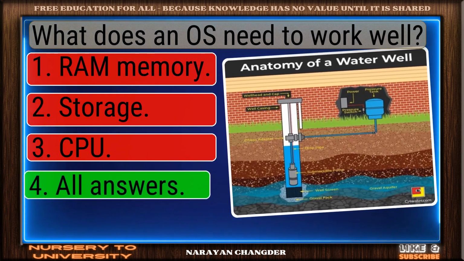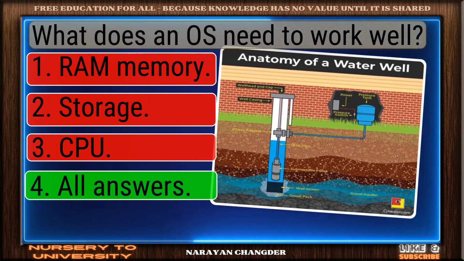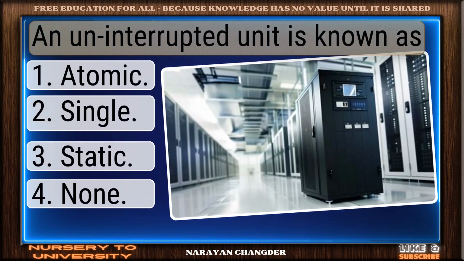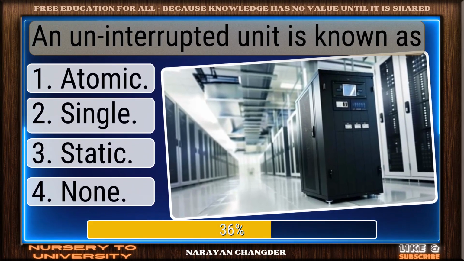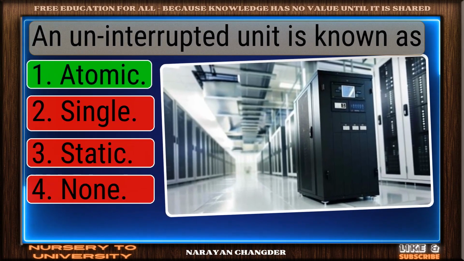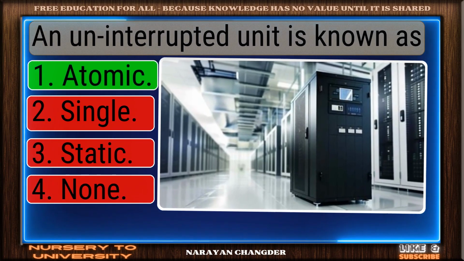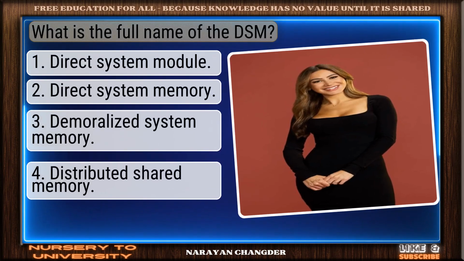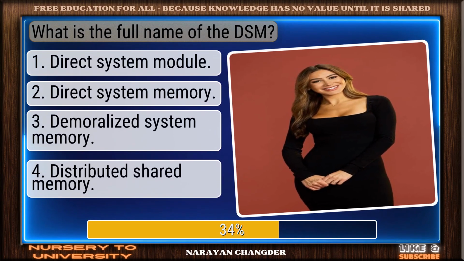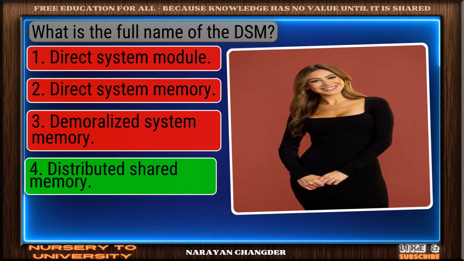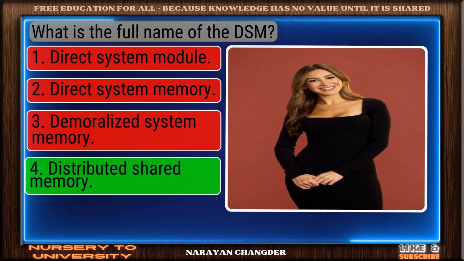Great job. All answers is the accurate answer. An uninterrupted unit is known as. Well picked. Atomic is the correct answer. What is the full name of the DSM? Bravo. Distributed shared memory is the answer.